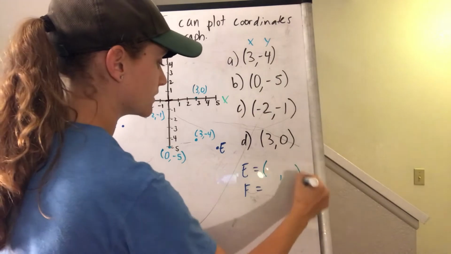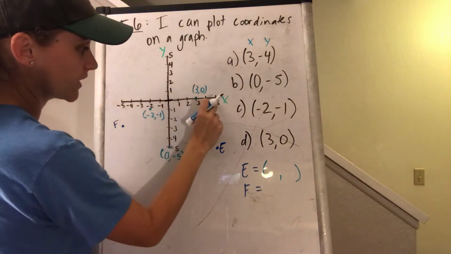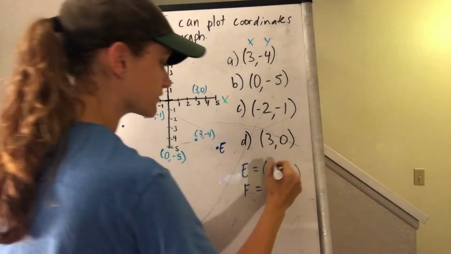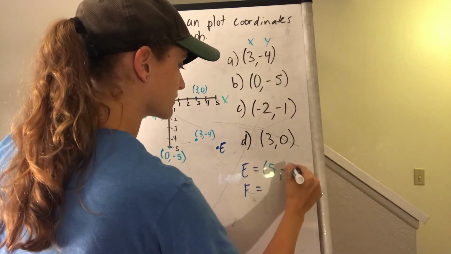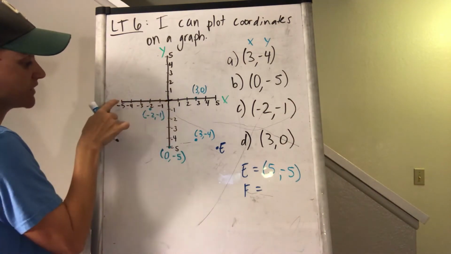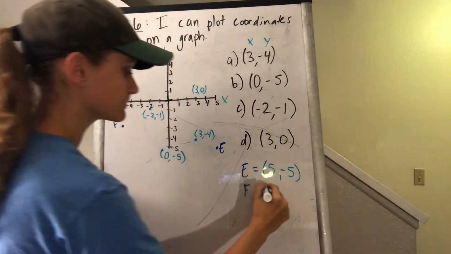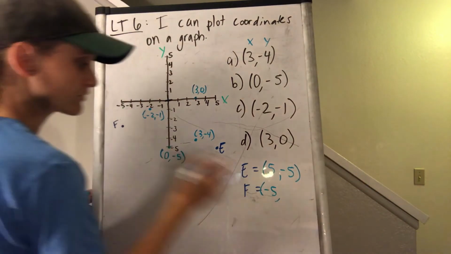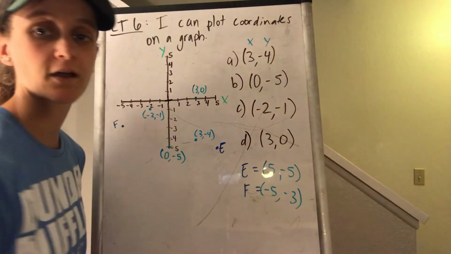And for the bottom here, if I want to write the coordinates of E, I'm going to go in the x direction, I went over 5, and then in the y direction, I went down -5. So that's 5, -5. For F, same idea. So I went -5 in the x direction, and then I went down to -3, so that point would be -5, -3.